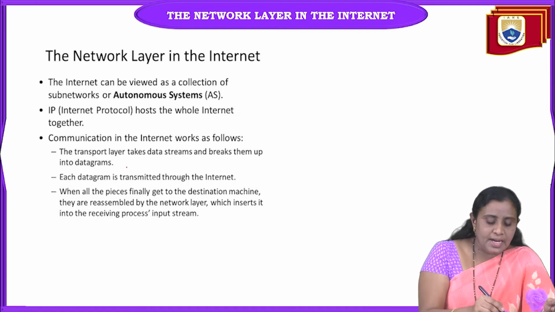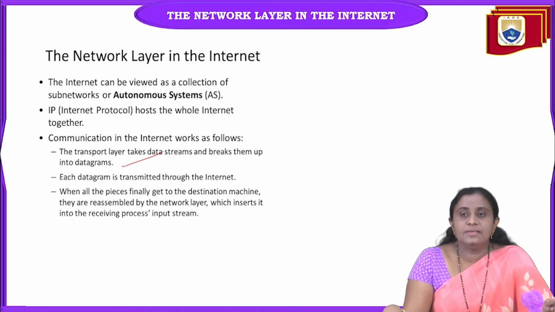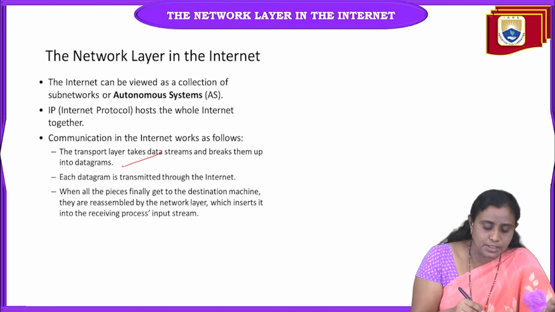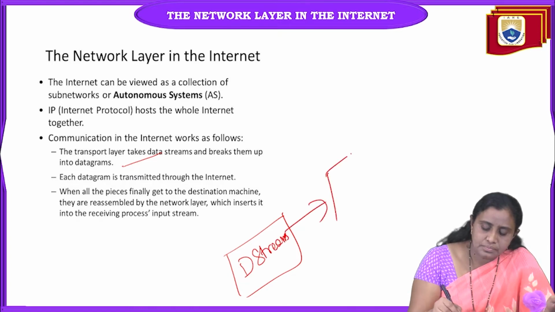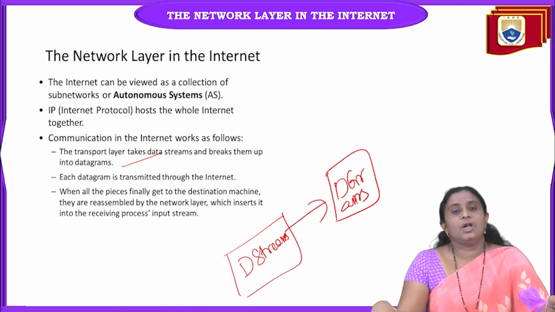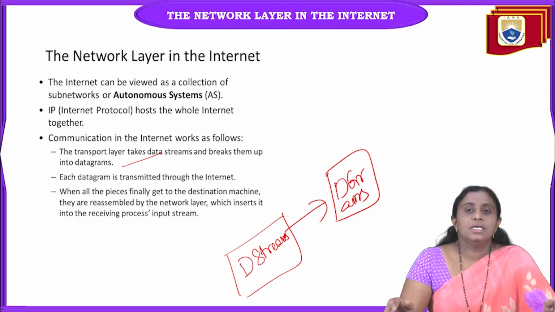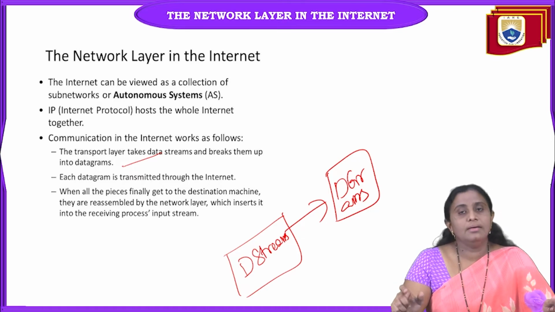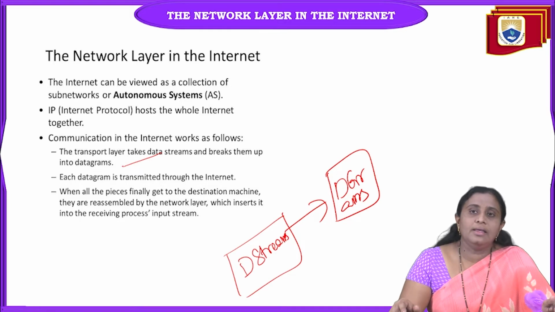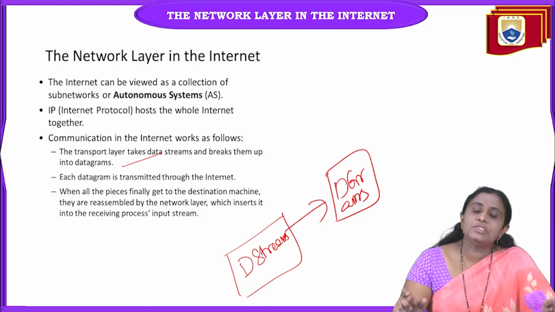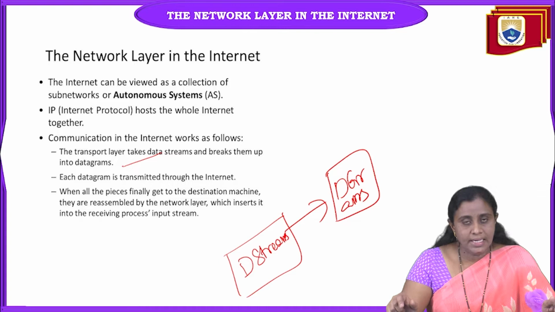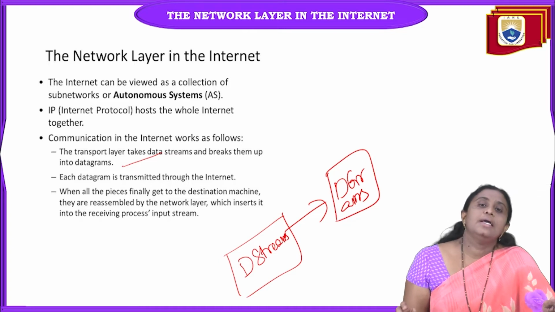The first one is that the transport layer takes data streams and breaks them into datagrams. Each datagram is transmitted through the internet. When all the pieces finally get to the destination machine, they are reassembled by the network layer, which inserts them into the receiving process's input stream.